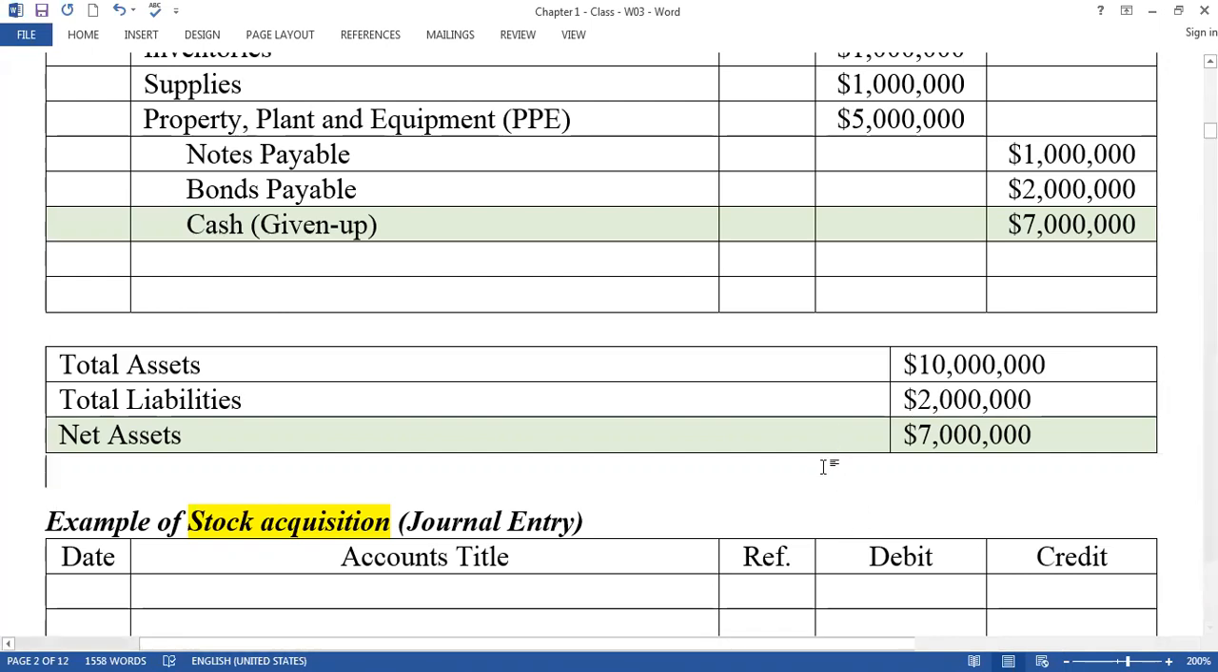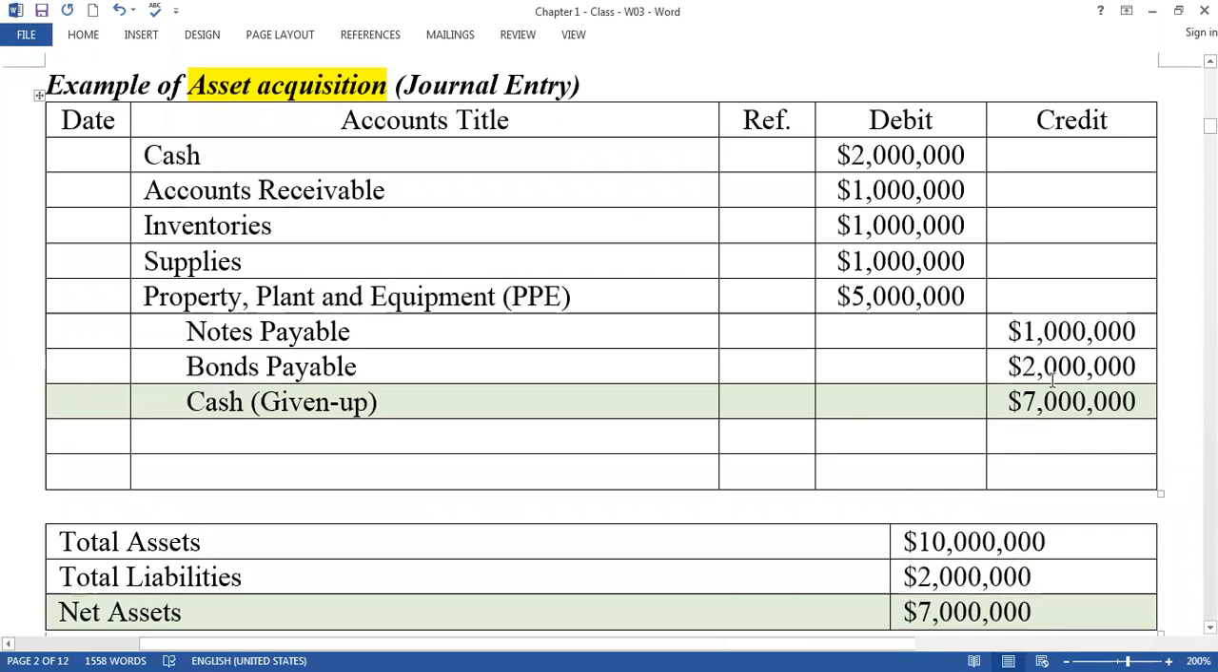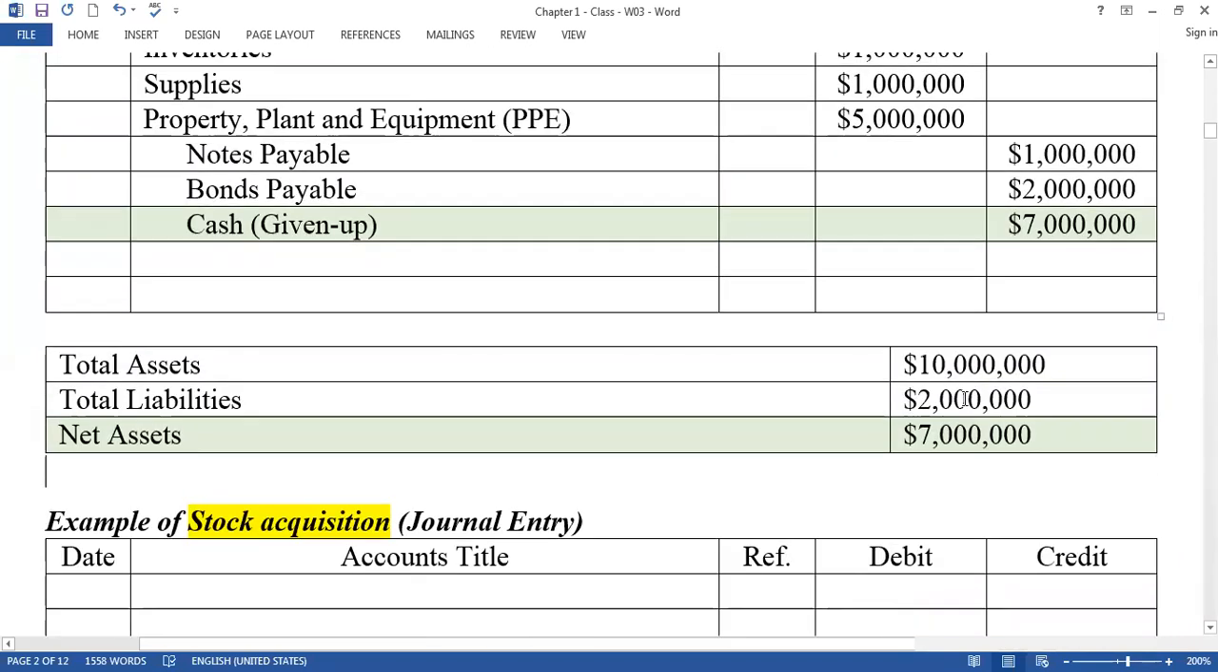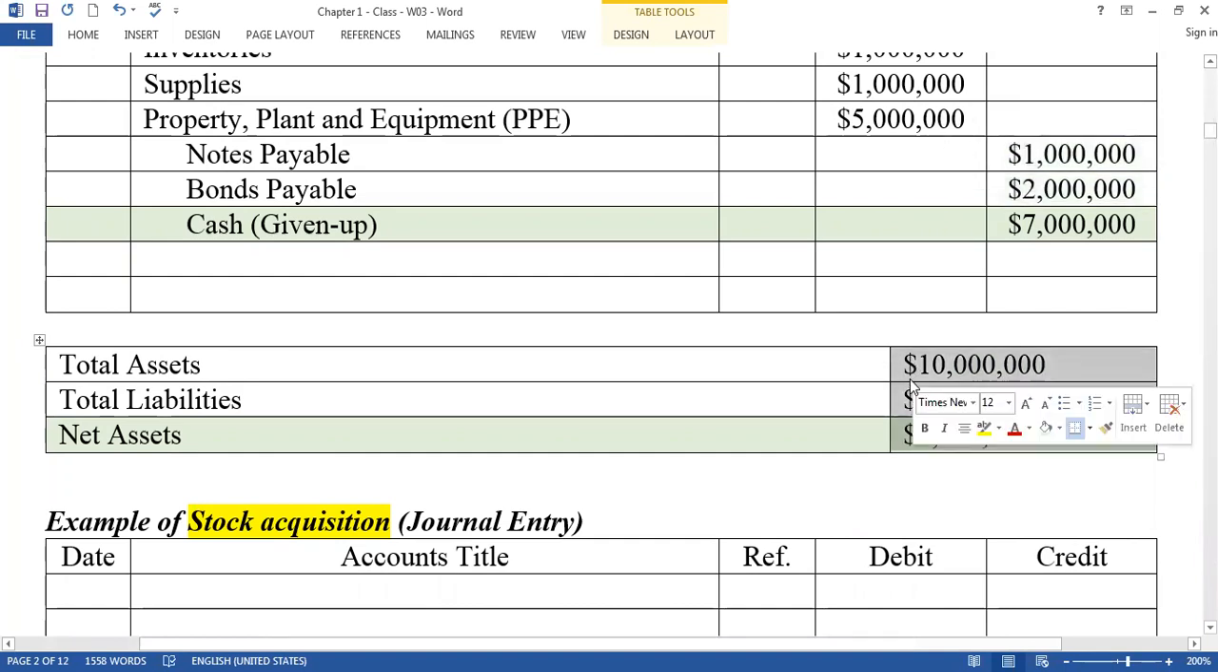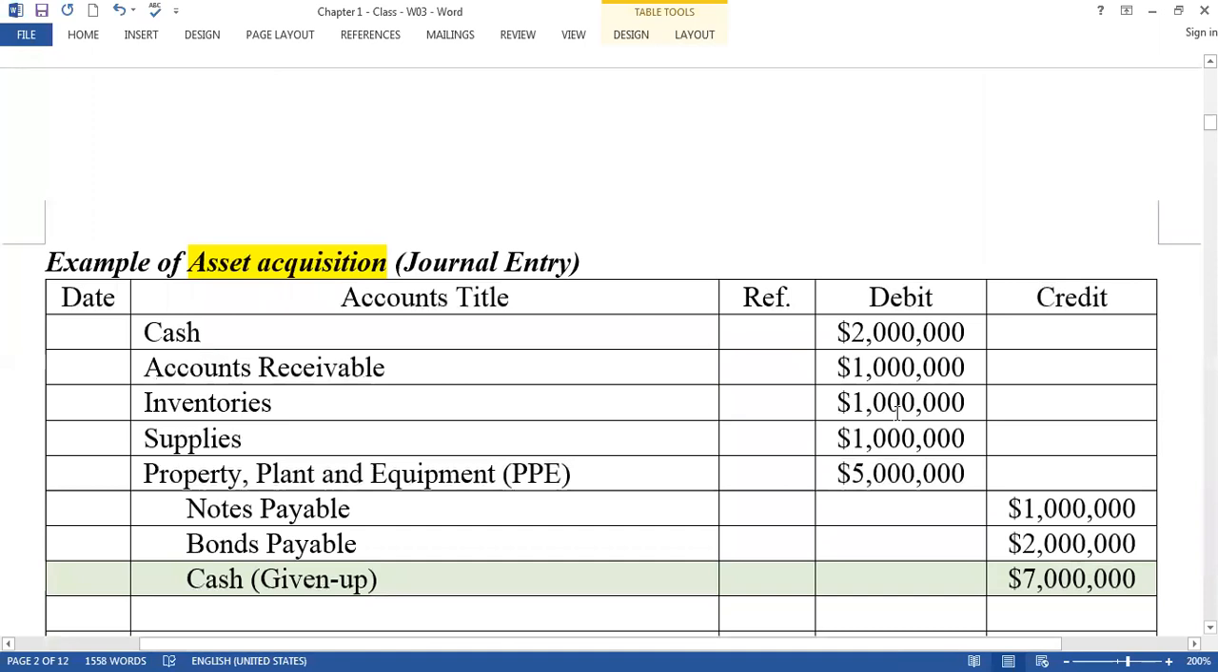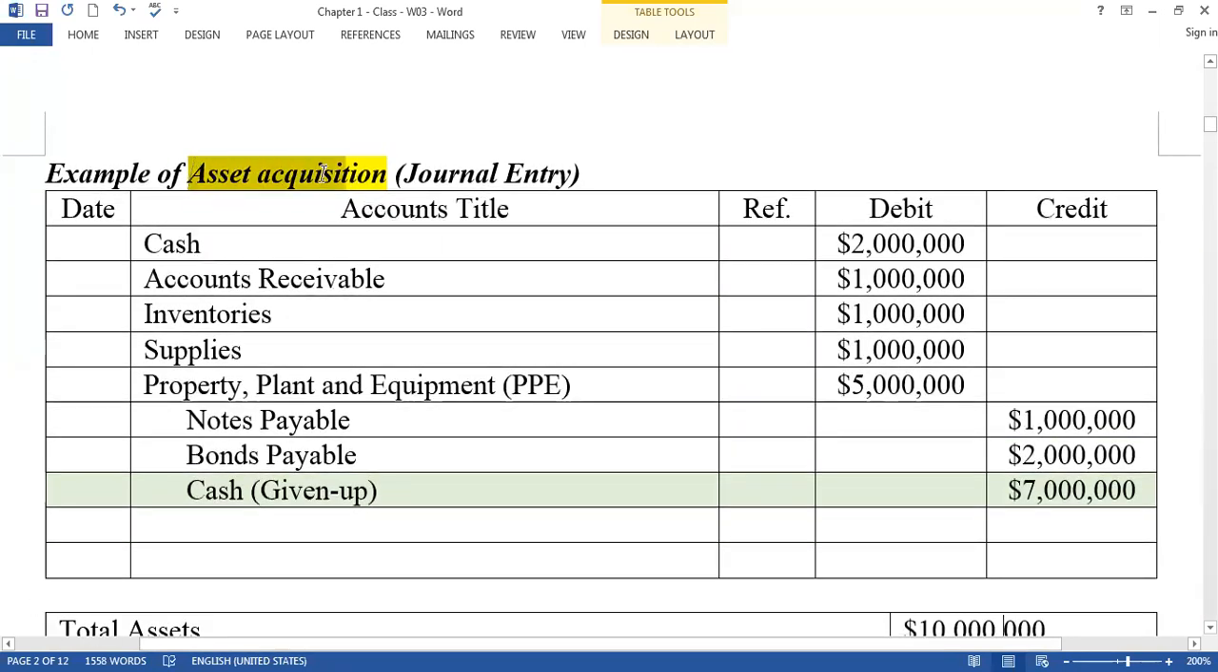Do you understand? Calculation mistake? Three, yes, three. Yes, 3, 2, and 1, 3. So thank you very much. So here we did not consider any goodwill, right? We buy their net asset, something like this. So this is the journal entries about the asset acquisition.